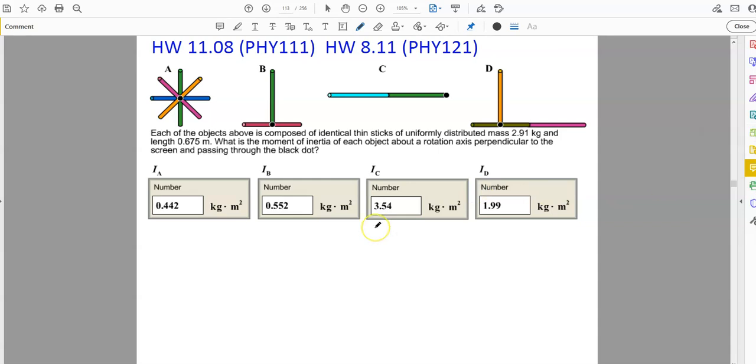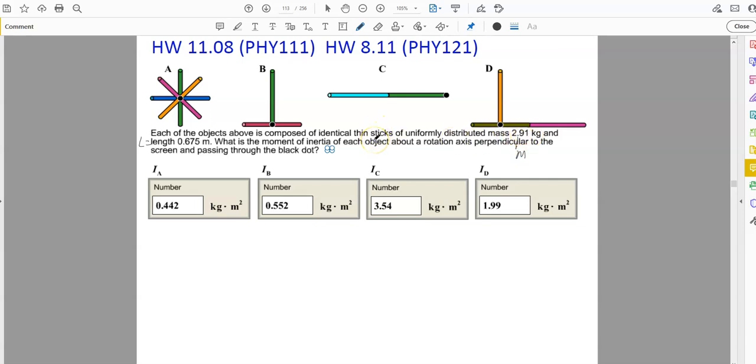Essentially, you're doing the same thing as the last problem, but now you're just concentrating on the rods. Each one of these rods, and they colored them too to make it easier for us to figure that out, has a length of 0.675 meters. And each mass is equal to each other, so they all have a mass of 2.91 kilograms.